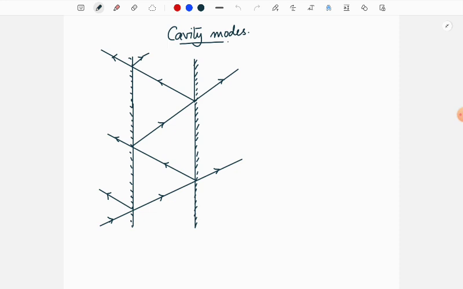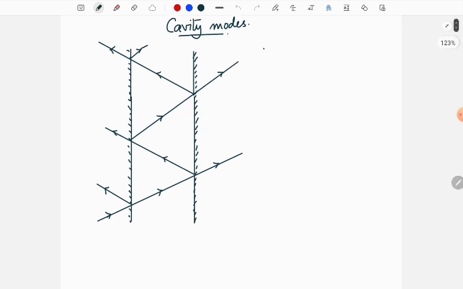So we go back to a very common system, which is the Fabry-Perot cavity, resonator rather. You might have come across this in other places as well. It is nothing but two parallel reflectors, and what we want to find out is what modes are sustained by this cavity. So we need to mark some things.